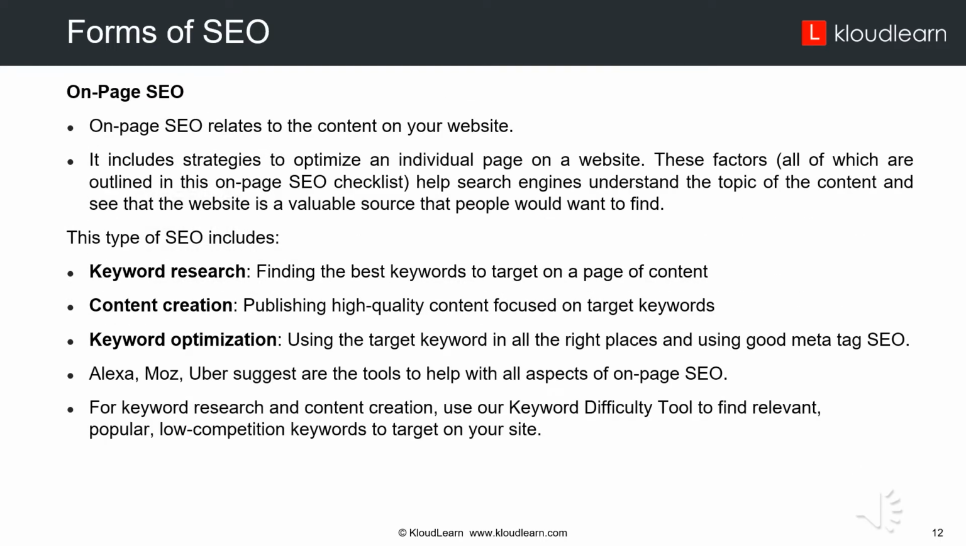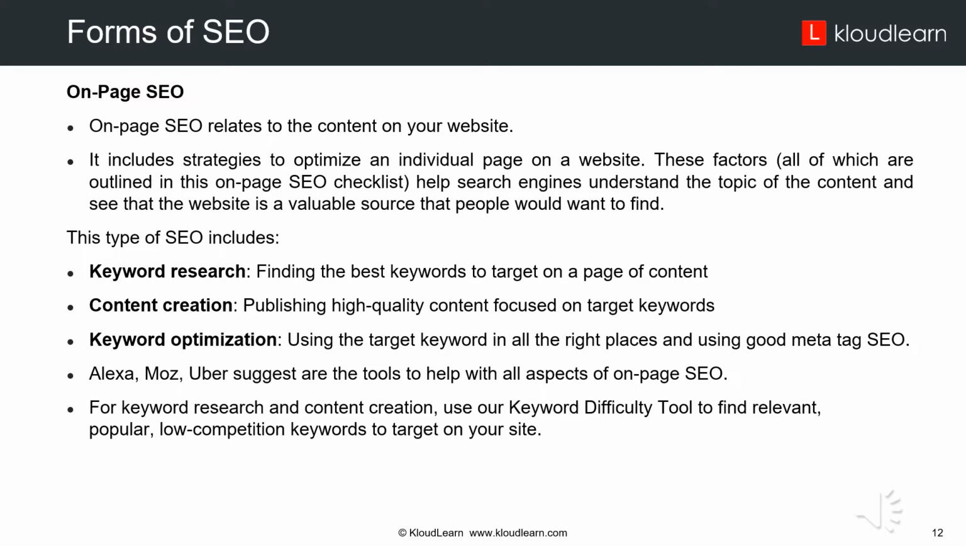On-page SEO. On-page SEO relates to the content on your website. It includes strategies to optimize an individual page on a website. These factors, all of which are outlined in this on-page SEO checklist, help search engines understand the topic of the content and see that the website is a valuable source that people would want to find.